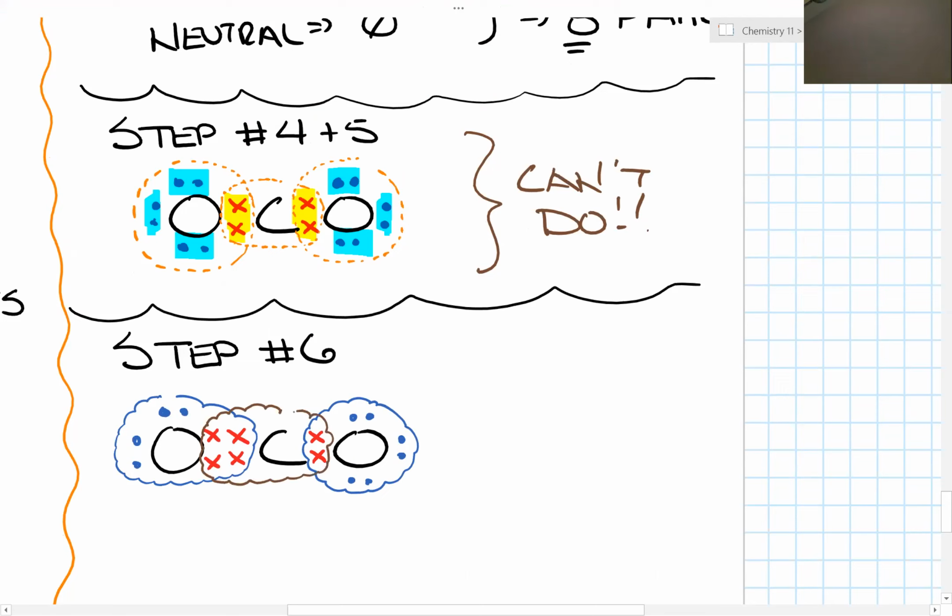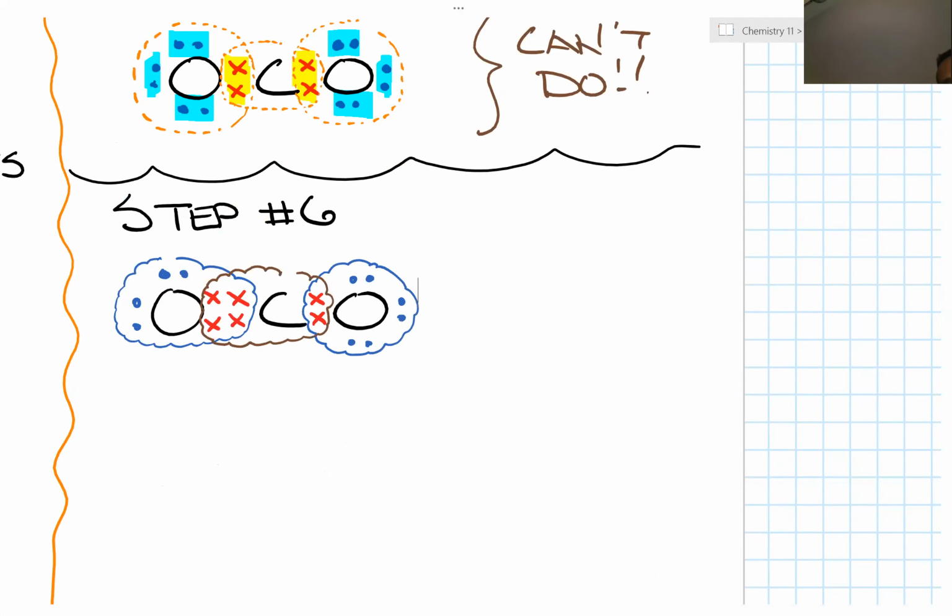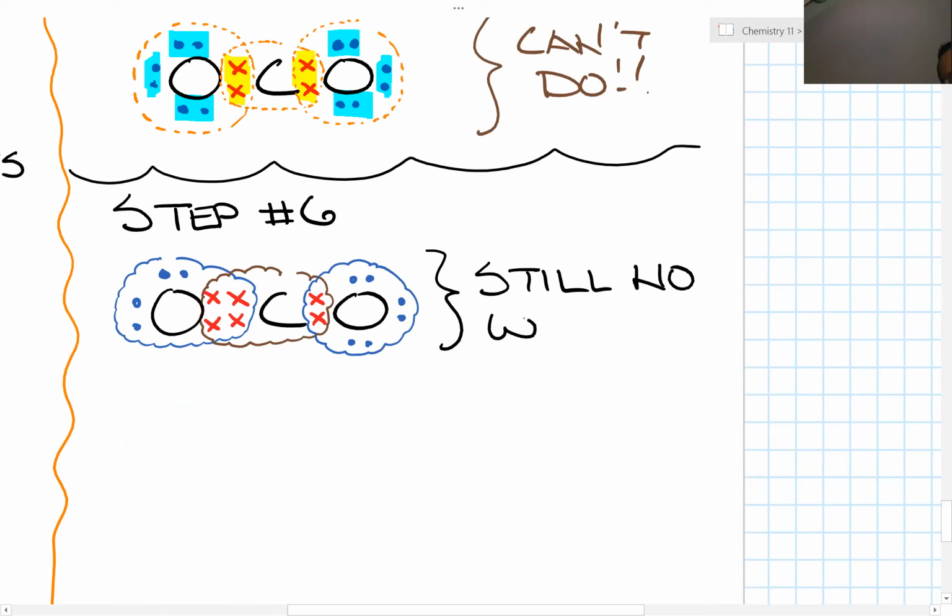Now, some of you might say, oh, Mr. Chan, let's do a triple bond. Let's do 3 shared pairs. But before we do that, let's max out all the double bonds first. Okay, so this one, it still doesn't work. So let's try 2 shared pairs.